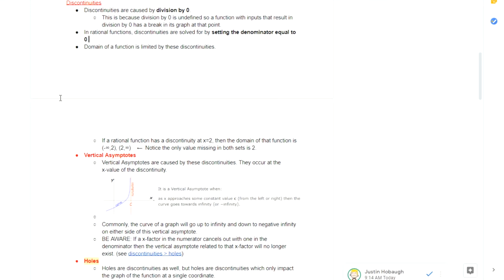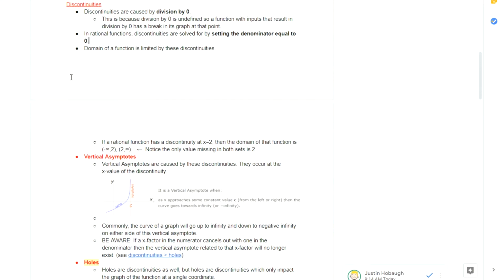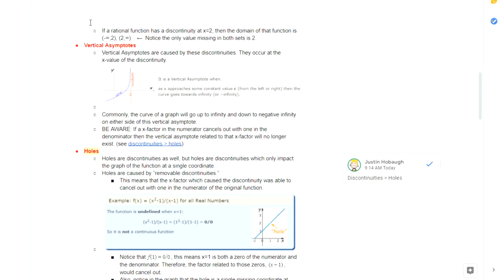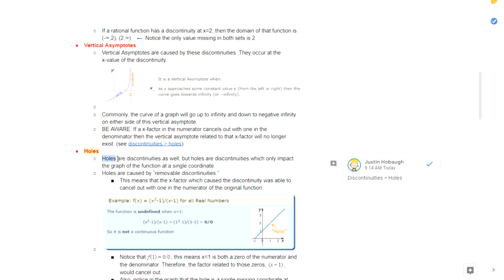Now going a little bit deeper from that. Just because I set the denominator equal to 0 doesn't mean that I've actually figured out whether or not I have vertical asymptotes or holes. So to go a little bit deeper, let's say that you solve for the zeros of your denominator. What we can do is this. We assume that all those zeros are, first of all, vertical asymptotes. So I have a vertical asymptote wherever the denominator equals 0. However, holes are caused by these discontinuities being removable. This is what we call a removable discontinuity.